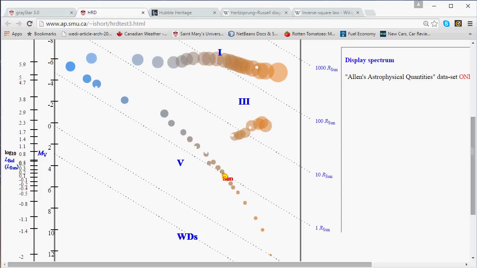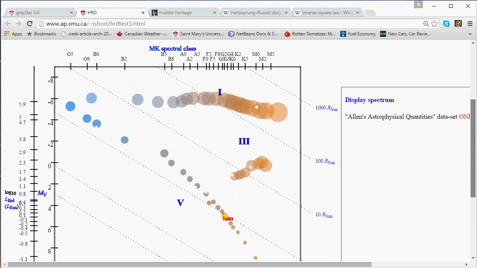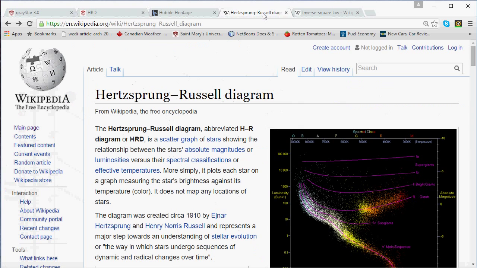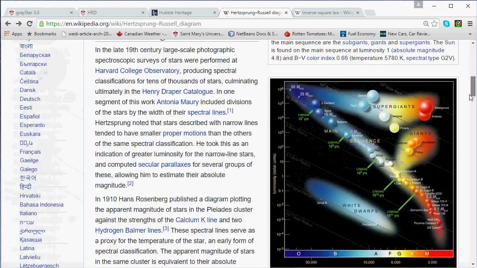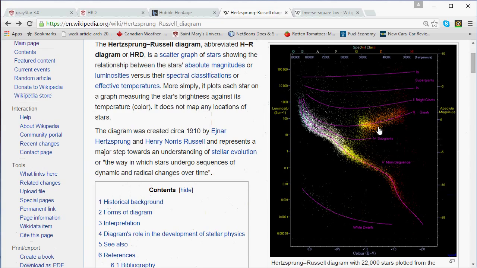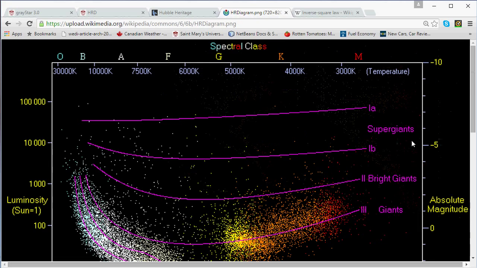Now, this particular HR diagram is actually kind of schematic because it was designed for teaching purposes. I just want to show you another HR diagram that's a bit more realistic in some ways. And here it is. I've just gone to the Wikipedia page on Hertzsprung-Russell diagrams. There's a number of examples on this page that one can look at, but I'm just going to look at this first one here. Let me click on that and blow it up.